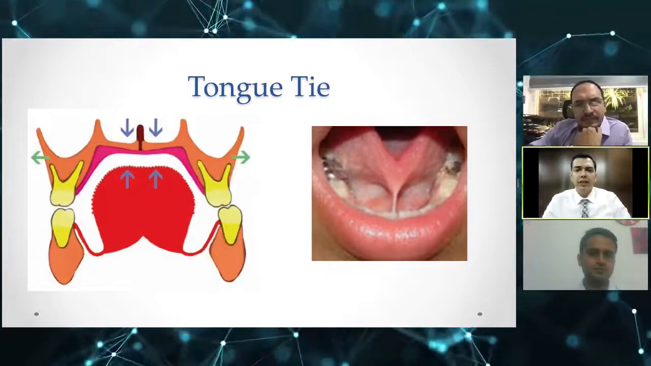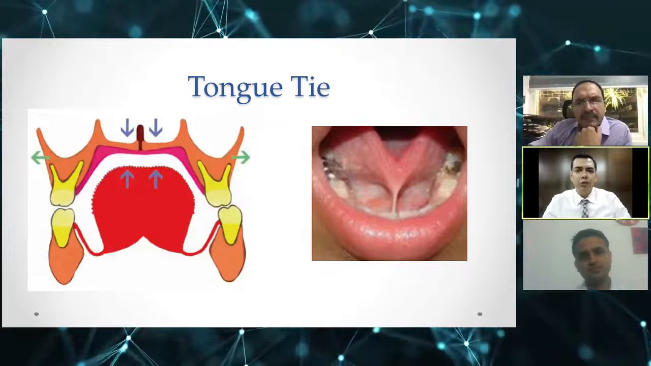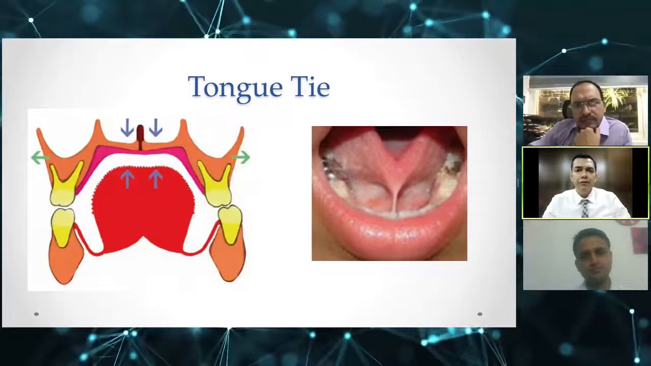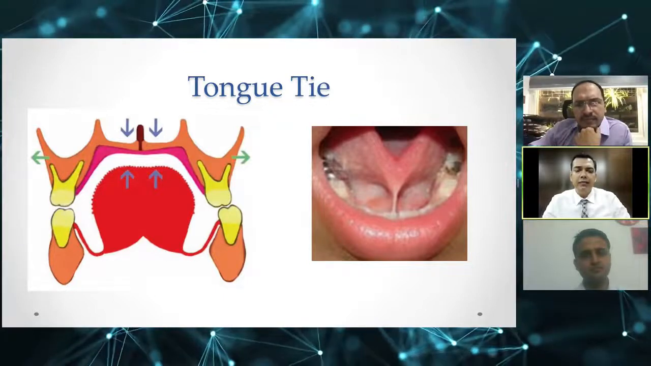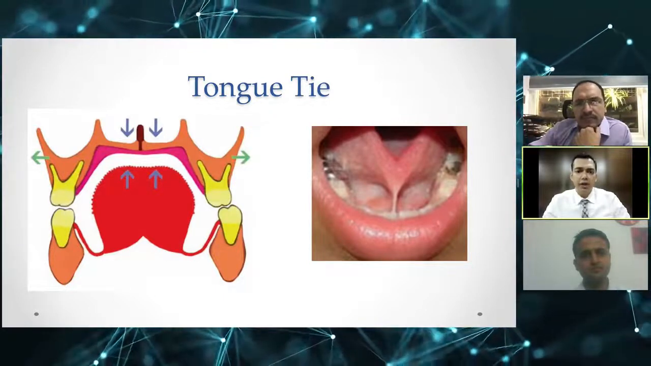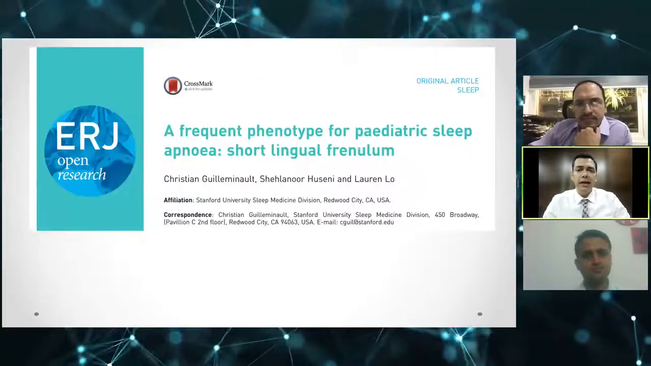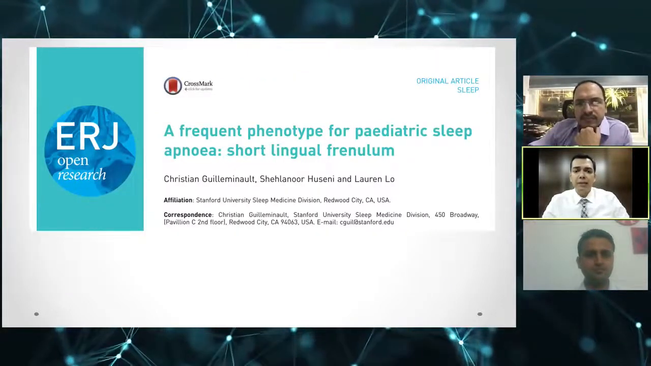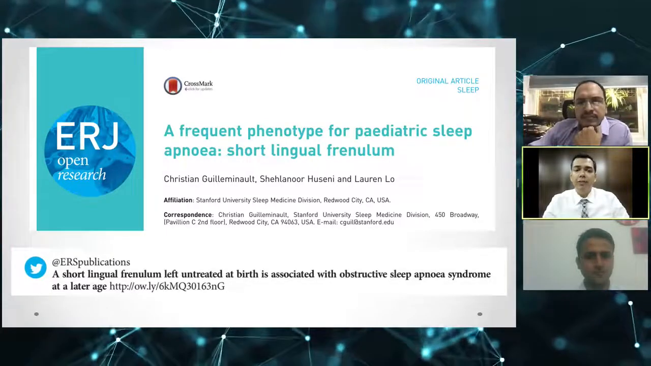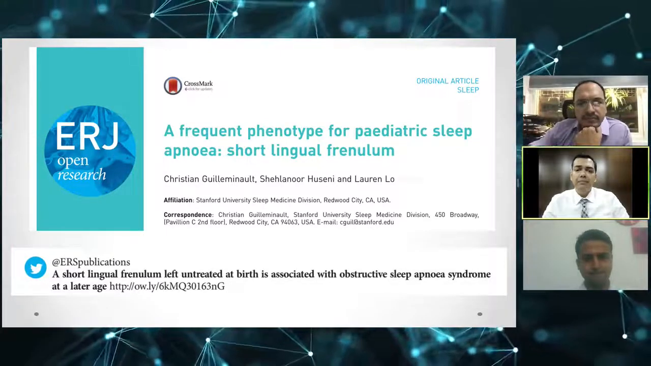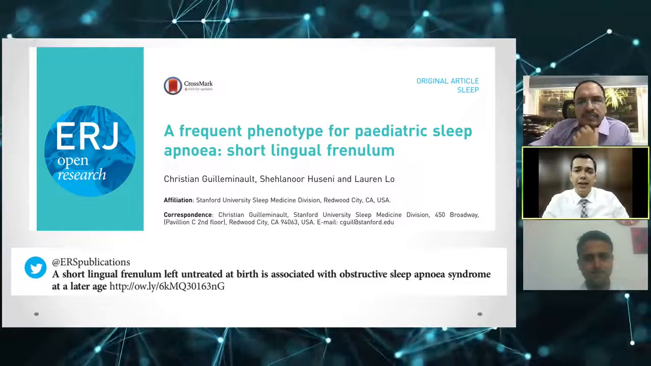Perfect. So when faced with a tongue tie, apart from speech issues, ENT colleagues, please look for jaw development also. If you feel the jaw development is suboptimal, when in doubt, ask a colleague. Tongue ties are not to be ignored if the speech alone is all right. Please look for jaw development. That's a message. And again, a very classical paper by none other than CG himself: a short lingual frenulum left untreated at birth is associated with obstructive sleep apnea syndrome at a later stage.